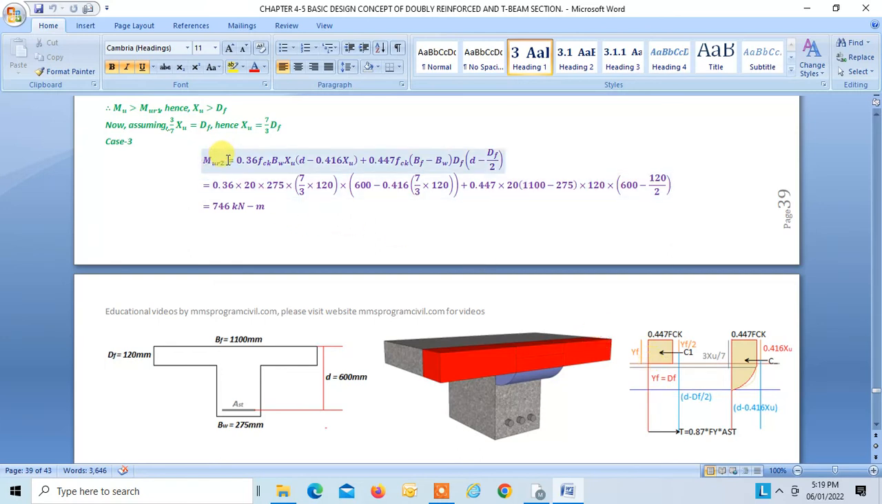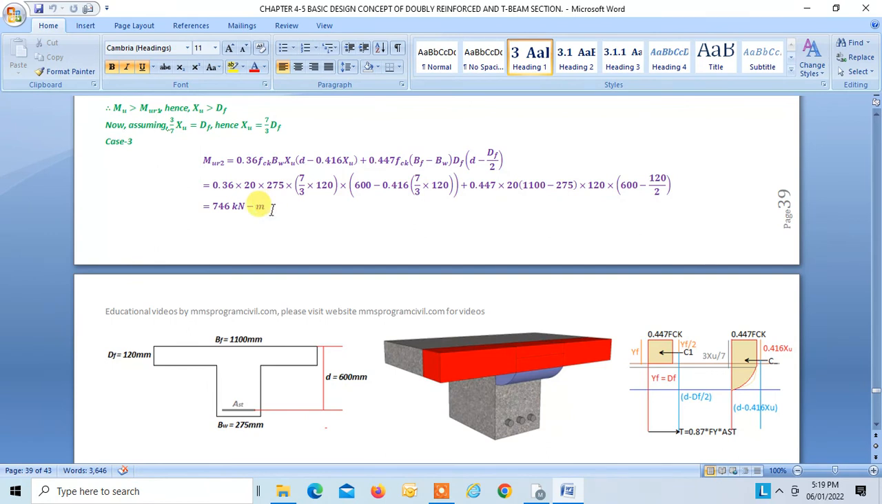So our moment of resistance will be C into this lever arm. Lever arm for the rectangular section, we know, is D minus 0.416 XU. Lever arm for this, we know, is going to be D minus YF by 2. So this is force C, this is its lever arm, plus this is C1, this is its lever arm, right? So from this we get MUR2 as 746.